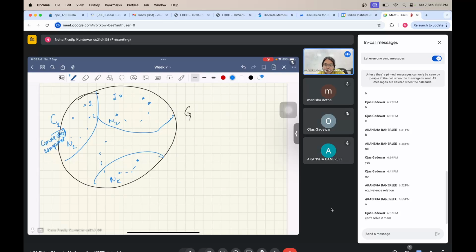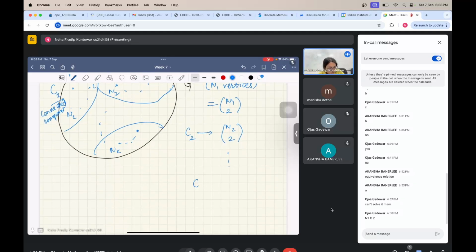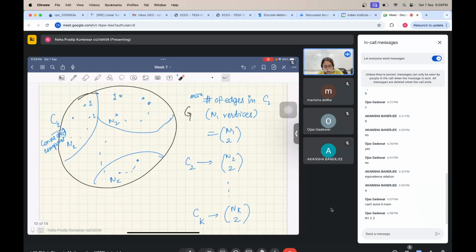Ojas, what do you think? So the maximum number of edges in C1, which has n1 vertices and it is connected. N1 choose 2. Exactly. And similarly, in component 2, the maximum number of edges you can have is n2 choose 2. And in the final component, you can have nk choose 2. Now the question is, can you have an edge apart from this? This will look like a complete graph on n1 vertices, a complete graph on n2 vertices, and so on, right?